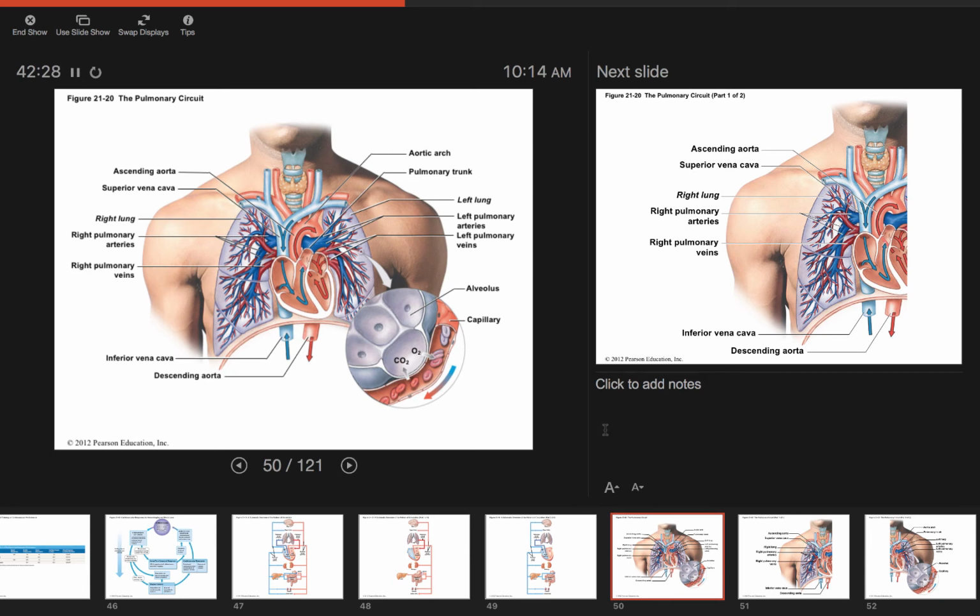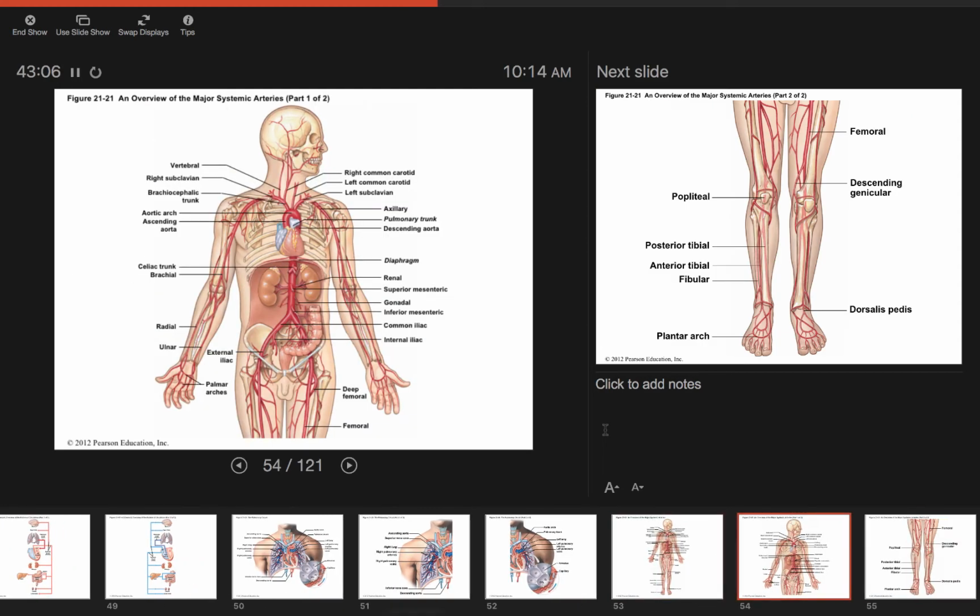Then when blood comes back, it's going to come back to the left atrium. We can see the two right pulmonary veins right here and the two left pulmonary veins right here. And what did we notice? The arteries are blue and the veins are red, exactly opposite of what all the rest of them are going to be. All right, so just keep that in mind. If it has the name pulmonary in it, it's going to be the exact opposite. Arteries will be blue, veins will be red. Okay, so that's our pulmonary circuit then.